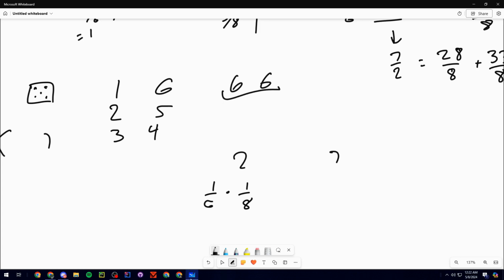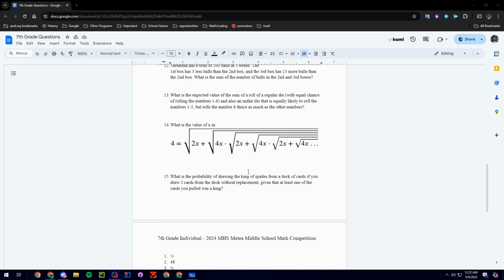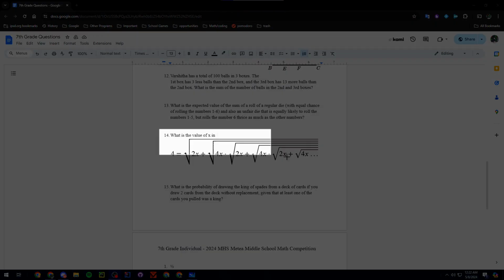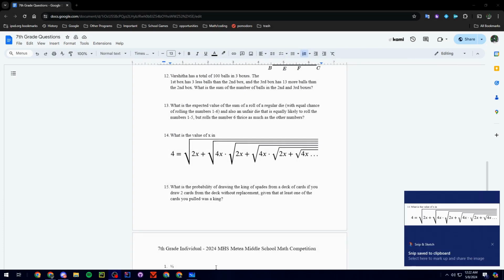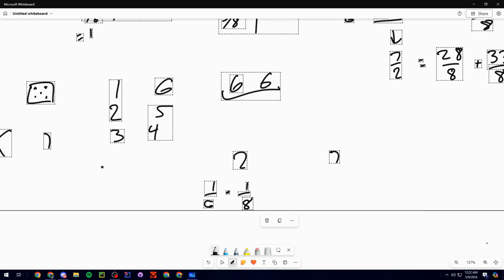So yeah, that's pretty much all I have to say about this problem. It's a pretty cool problem. What is cooler, on the other hand, is 14. 14 is a very commonly seen problem, right? It is one of the oldest tricks in the math team book, in my opinion.